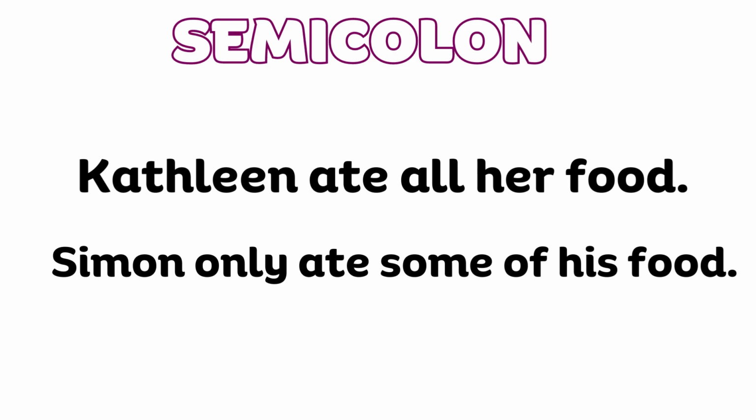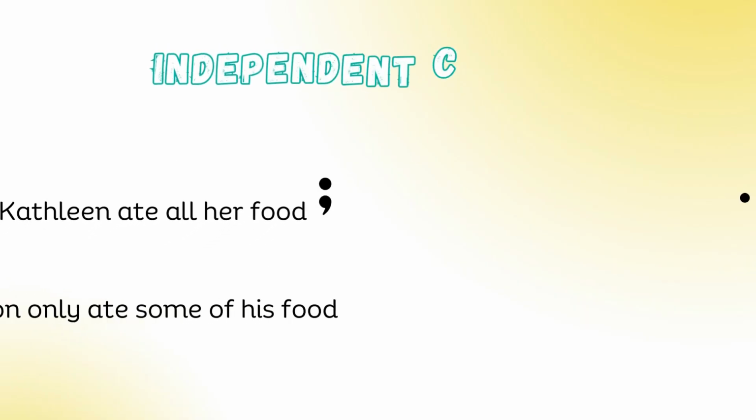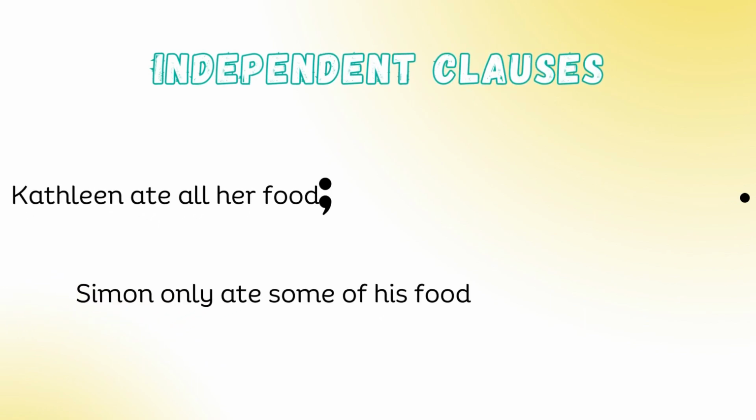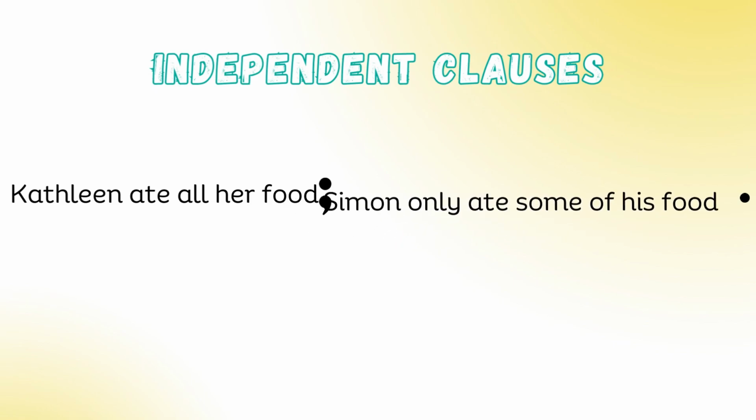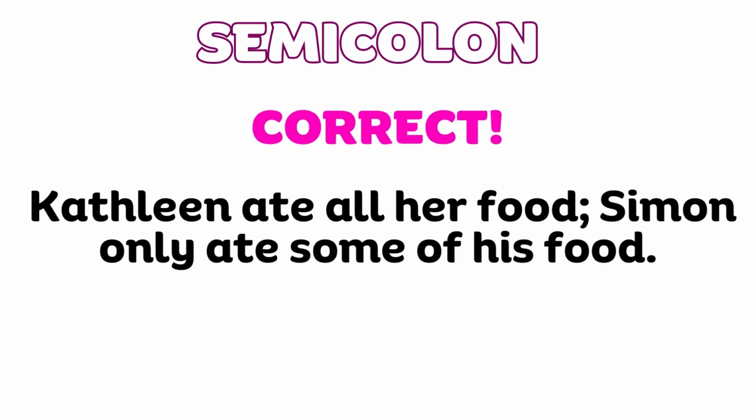Here are two sentences. Kathleen ate all her food. Simon only ate some of his food. These sentences are related. They are talking about the same thing. So we can join them with a semicolon. Then it looks like this. Kathleen ate all her food; Simon only ate some of his food.